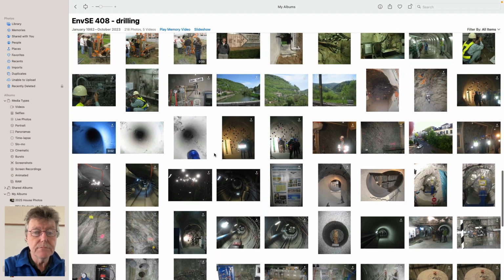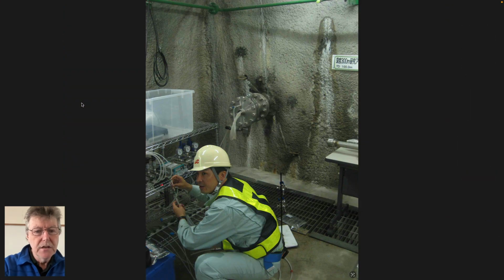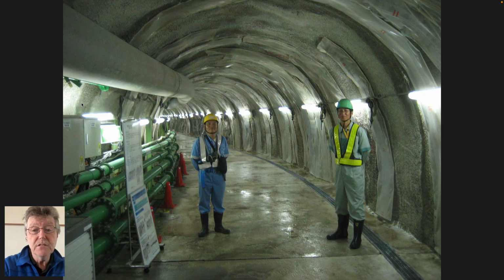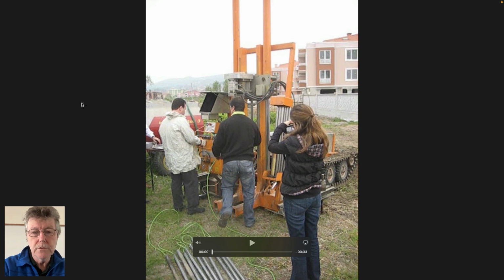Here's a whole bunch of underground labs. This is Mizunami in Japan, taking samples. Perhaps you might be interested to see all of these. It's a veritable tour around the world. We'll come back to that, perhaps.